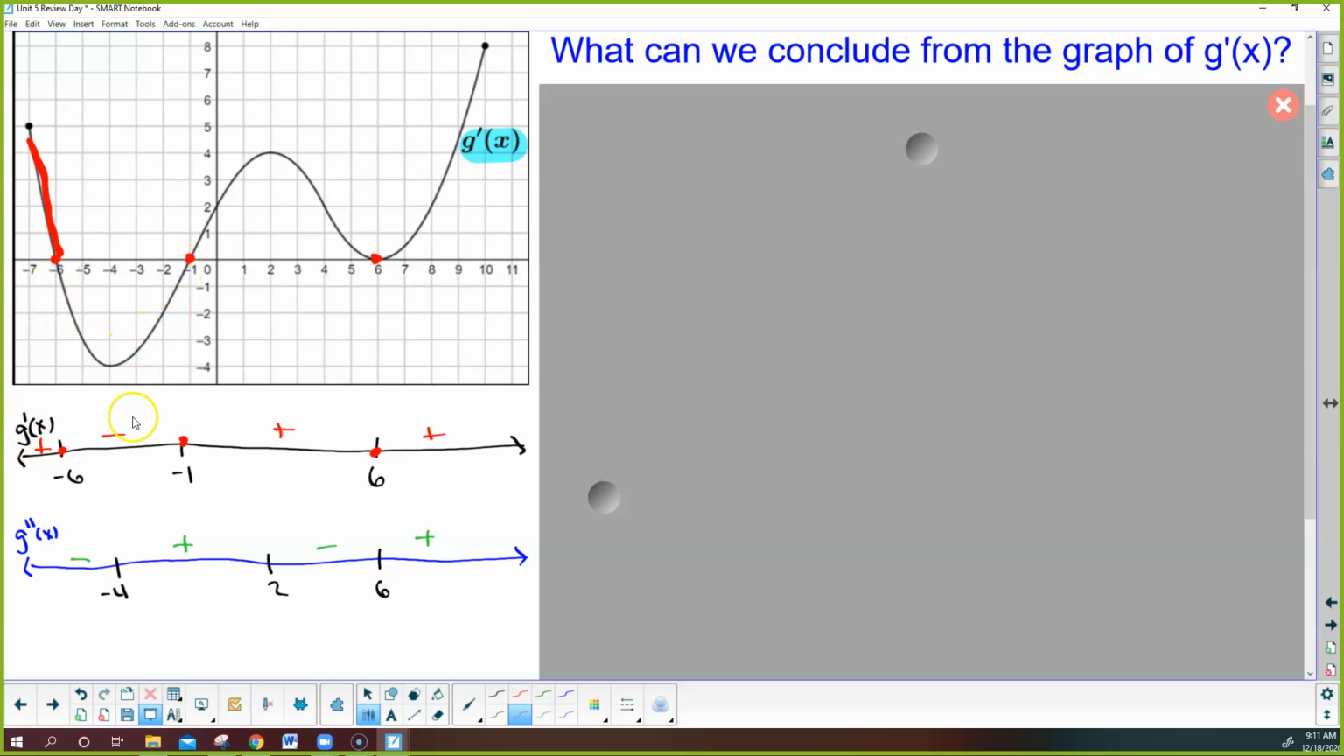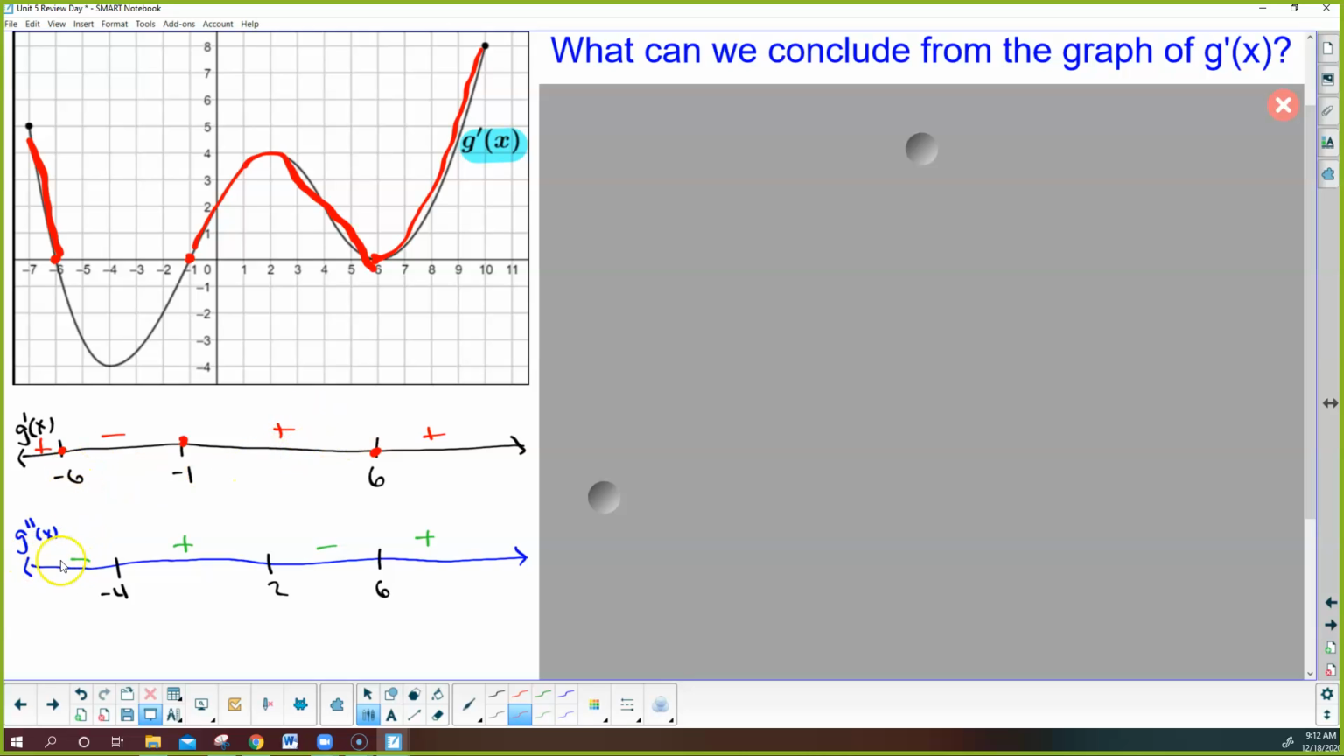It's below the x-axis between -6 and -1. It's back above the x-axis between -1 and 6, and then it continues to be above all the way to 10. So then I can make my sign chart. Now notice, this is the derivative, right? So now we know we're increasing, decreasing, increasing, increasing. I go from positive to negative, so I have a max, here's a min, there's a flat spot. All of that can be determined just from this graph very quickly.